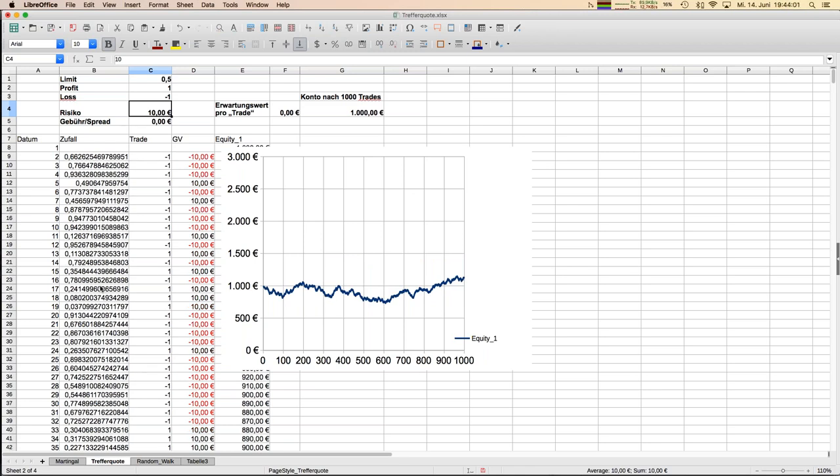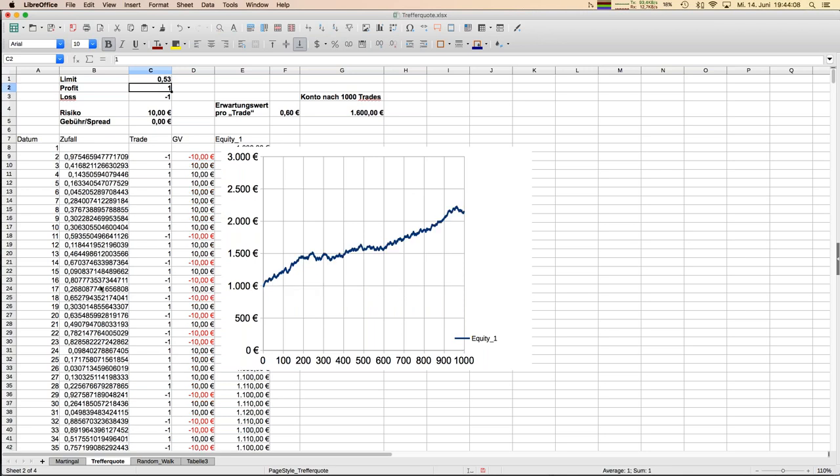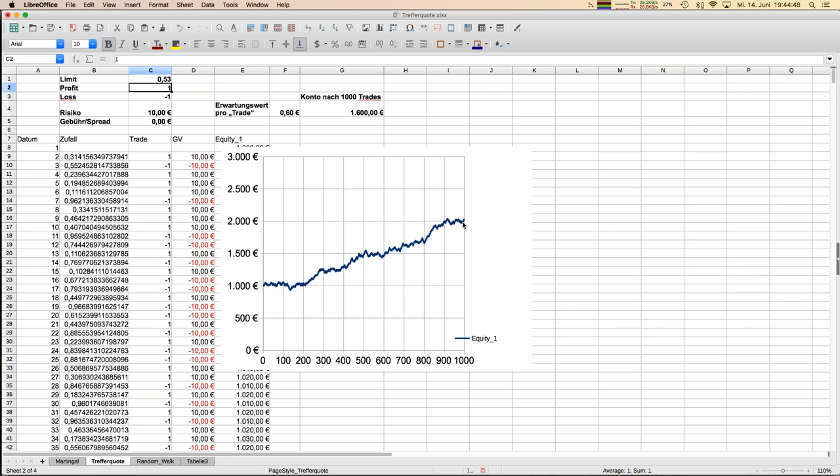And now let's do it a little bit other. Let's go for a known profitable strategy like this one here. Now we have a win rate of 53%, still profit, average profit is equal to average loss in my case here. So my expectation value per trade is now 60 cent, or after 1,000 trades, I should have an account of 1,600 euros starting with 1,000. And this example here even ends at a little bit above 2,000 euros. But now let's go for another statistics. And I always don't know what the result comes when I press F9 here.